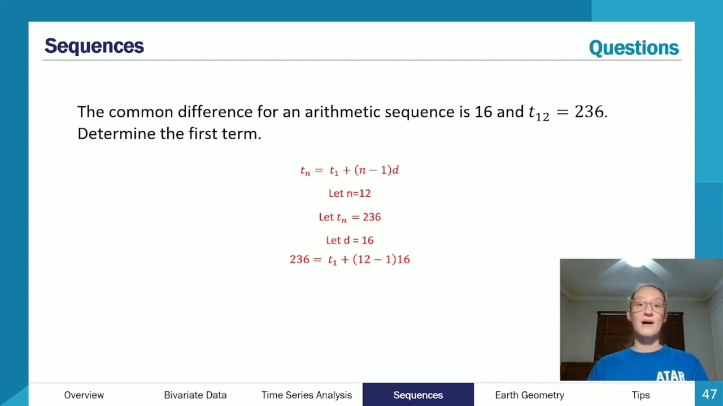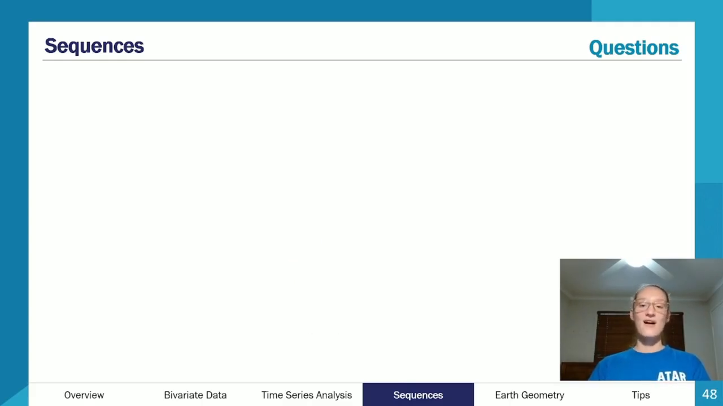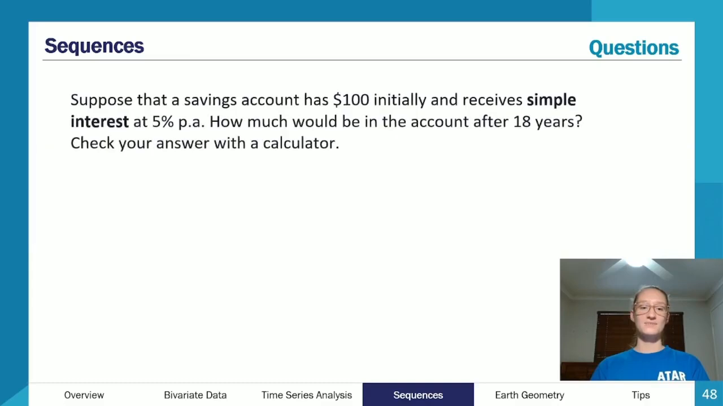So now it's just a matter of solving and isolating T1. So I'm going to do 12 take 1 gives me 11. 11 by 16 gives me 176. And then to isolate T1, I subtract 176 from each side, which means that T1 is 60, which is awesome because I've already found term 1 now, which is really, really good. So that's how I would approach that question there.